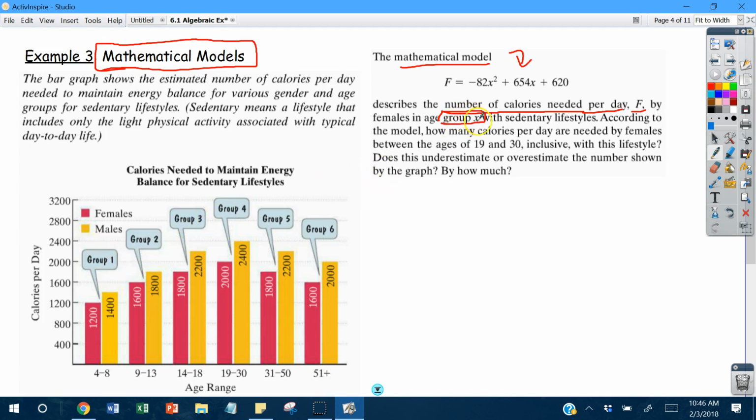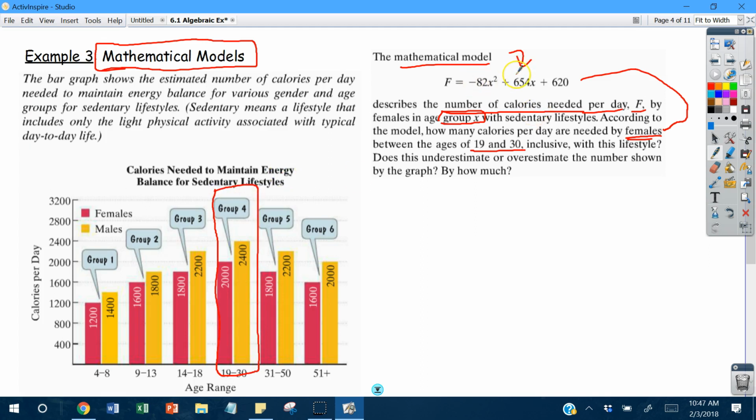This is group X. So what we want to do is find how many calories are needed per day by females. This formula itself refers to females, but we'll be looking at this bar in a sec. Between the ages of 19 and 30 inclusive. On our bar, the 19 to 30 range is group 4. So this is what's going to be our thing of interest, except we're only going to look at the red bar when we're done.